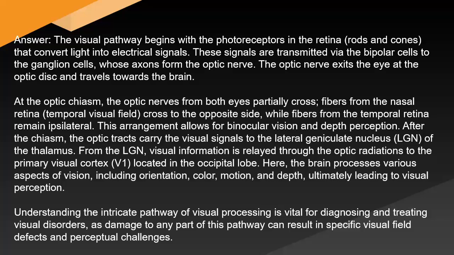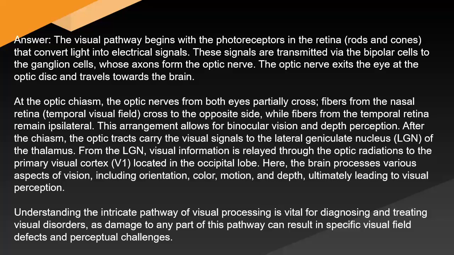The optic nerves from both eyes partially cross at the chiasm. Fibers from the nasal retina, temporal visual field, cross to the opposite side, while fibers from the temporal retina remain ipsilateral. This arrangement allows for binocular vision and depth perception. After the chiasm, the optic tracts carry the visual signals to the lateral geniculate nucleus (LGN) of the thalamus.